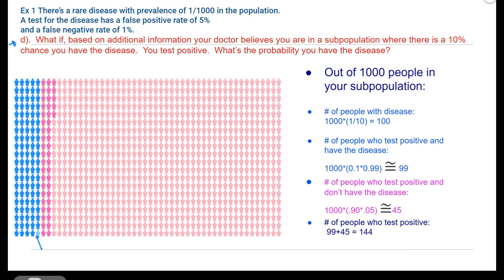This one light blue right here was the one who did not test positive but had the disease, right? Because I had 100 people with the disease and 99 of them tested positive. Okay. And so altogether, I can see my probability of having the disease, given that I'm positive, is around 69%. So that was a big update from what my doctor previously thought.